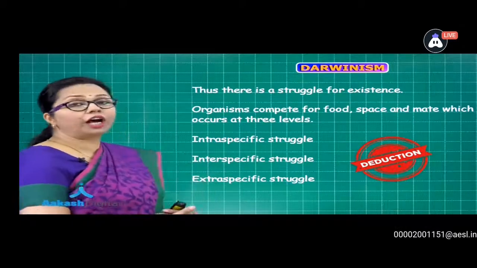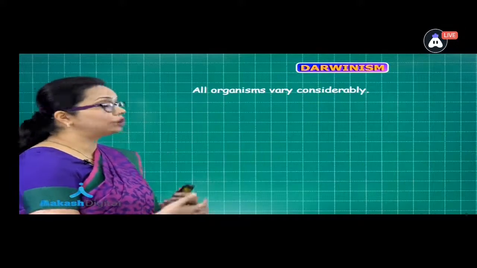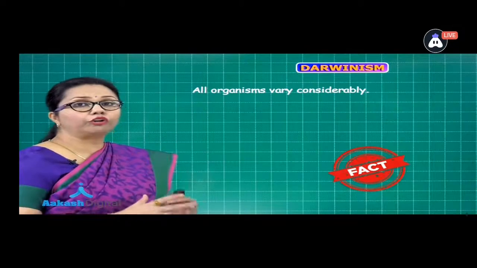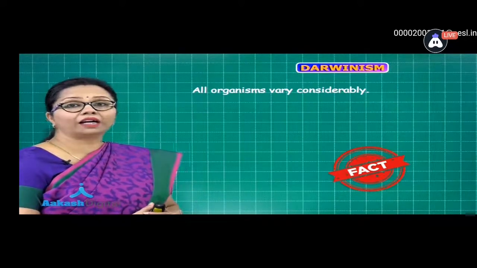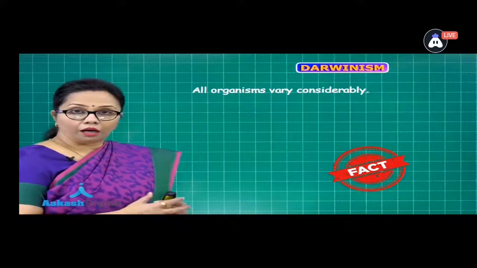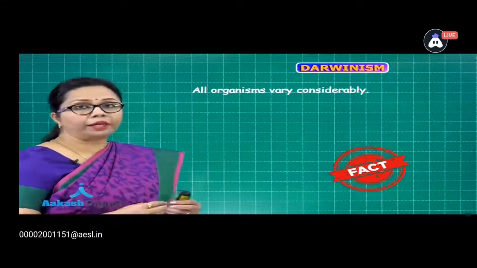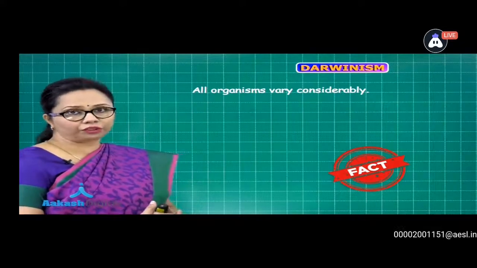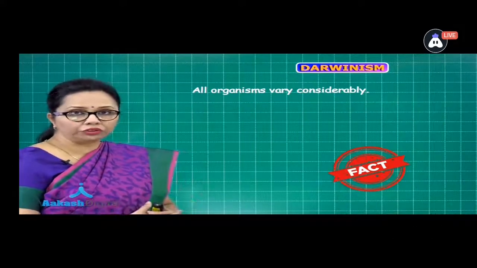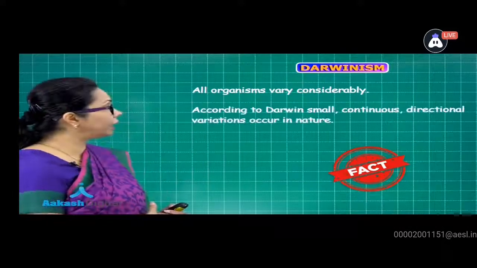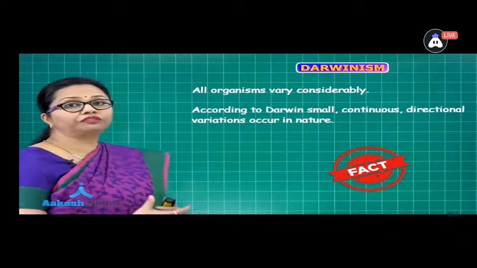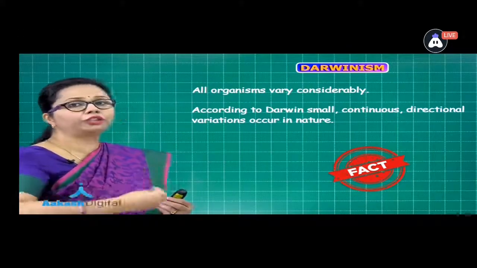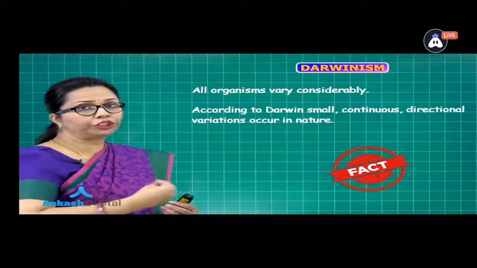Now, after this deduction, we move on to the next fact. Now, this again is a fact that in nature, no two organisms are exactly alike. Even the siblings who are born from the same parent, even they have some variations. So, except for identical twins, no two organisms are exactly alike. And according to Darwin, these variations are small, they are continuous. That means there would be slight change from one member of the species to the other.